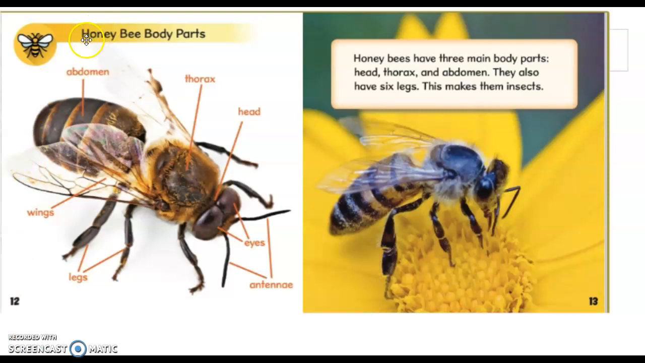Honeybee parts. Honeybees have three main parts: head, thorax, and abdomen. They also have 6 legs. This makes them insects. Then we have a diagram that shows us the different parts of the bee. This book teaches us that honeybees have 3 parts, and it also lets us know that honeybees have 6 legs.